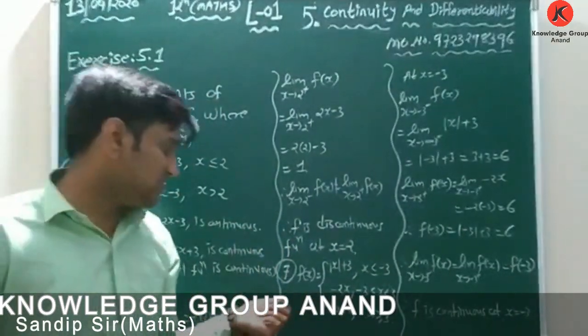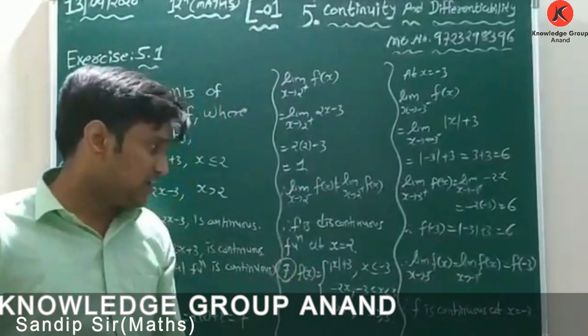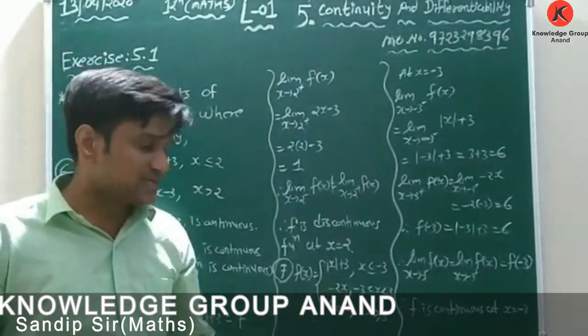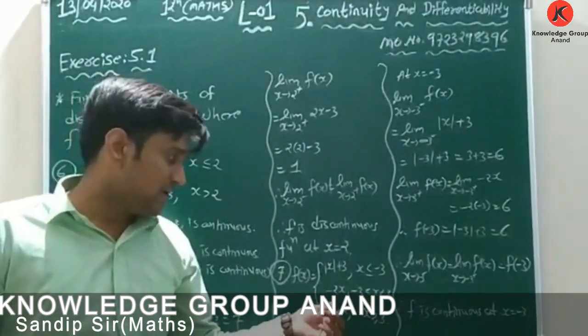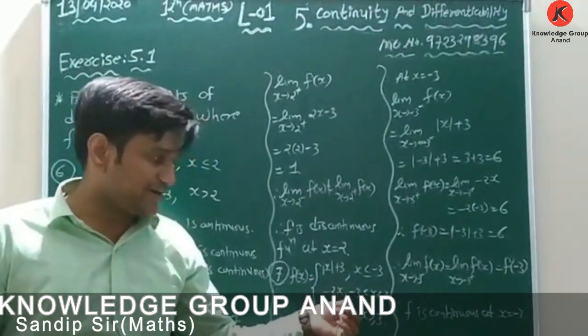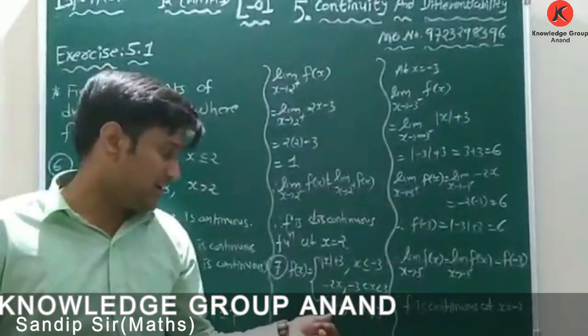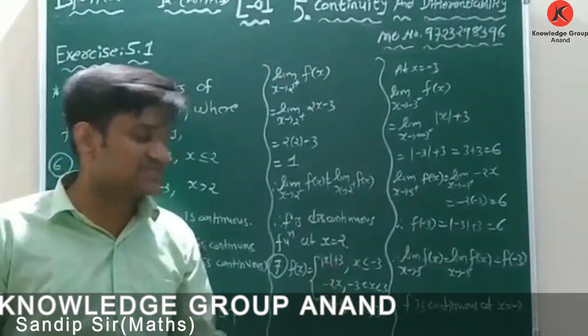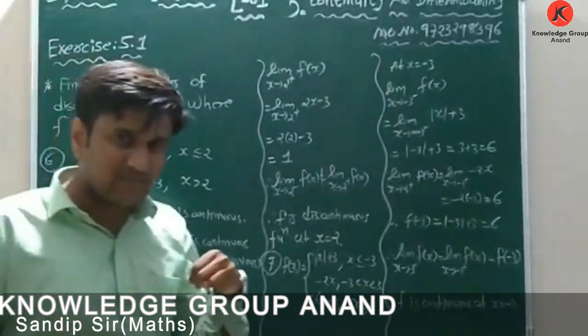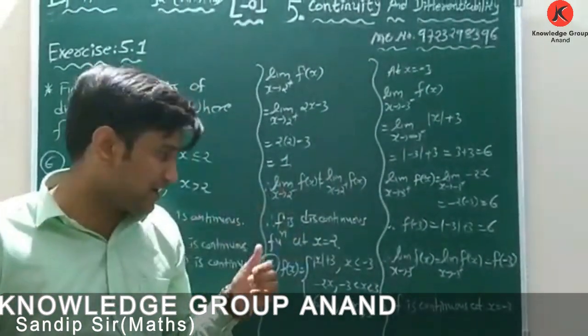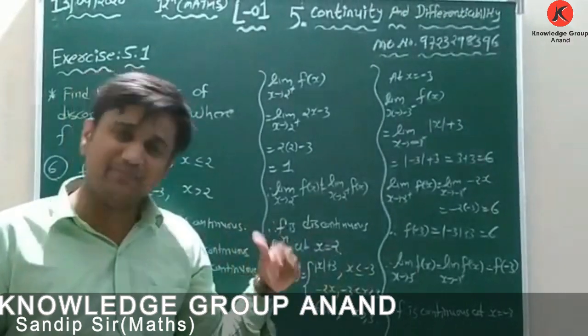Okay, same way 7 number no example છે. f of x is equal to modulus of x plus 3 if x is less than or equal to minus 3, minus 2x if minus 3 is less than x less than 3, and 6x plus 2 if x is greater than or equal to 3. એટલે આપણે બે points માટે check કરીશું, બીજા બધા points માટે તો continuous જ હશે. કયા કયા points માટે? એક -3 માટે and +3 માટે.